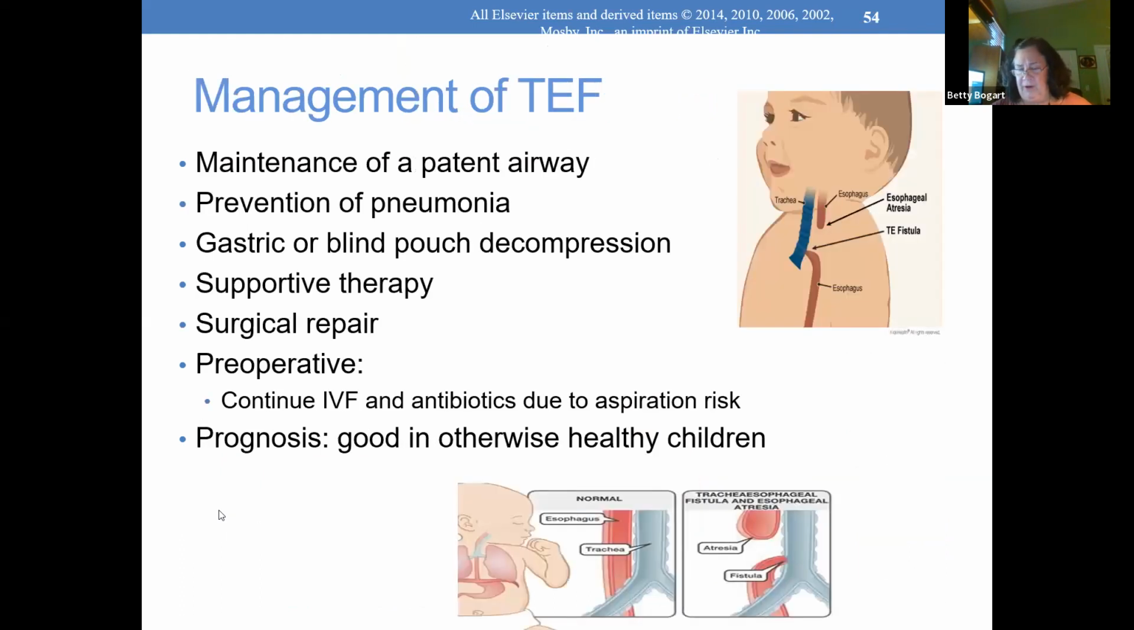When they get older, they do their repair. In the meantime, depending on how quick they can do it, they might have to put in a gastrostomy tube for feeding, or they just might give IVs or hyperal. But once they fix it, these children do really well. They're absolutely normal in every other way. There was just a misconnection between the trachea and the esophagus.